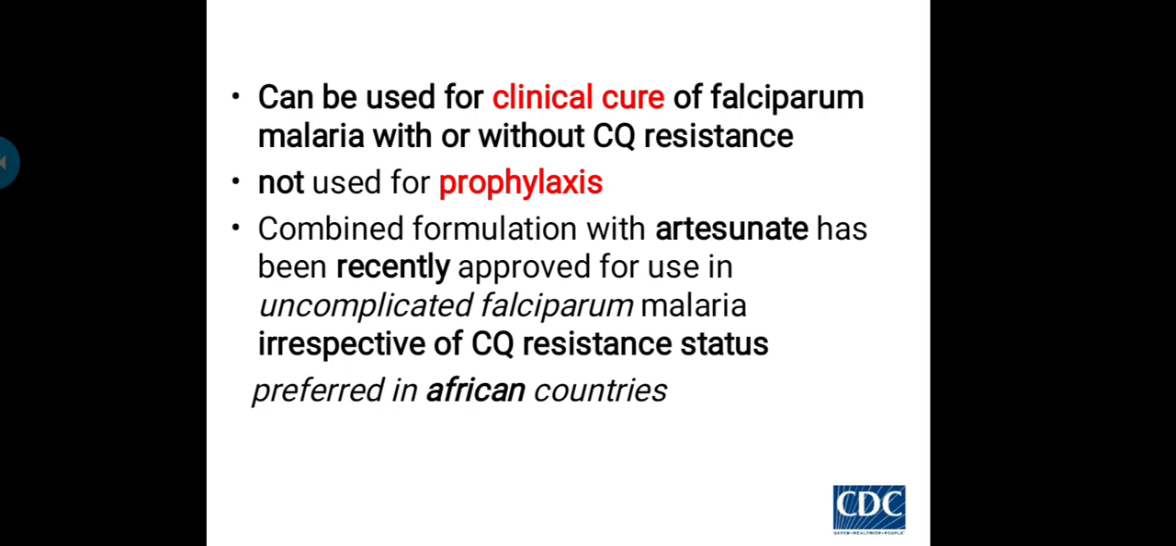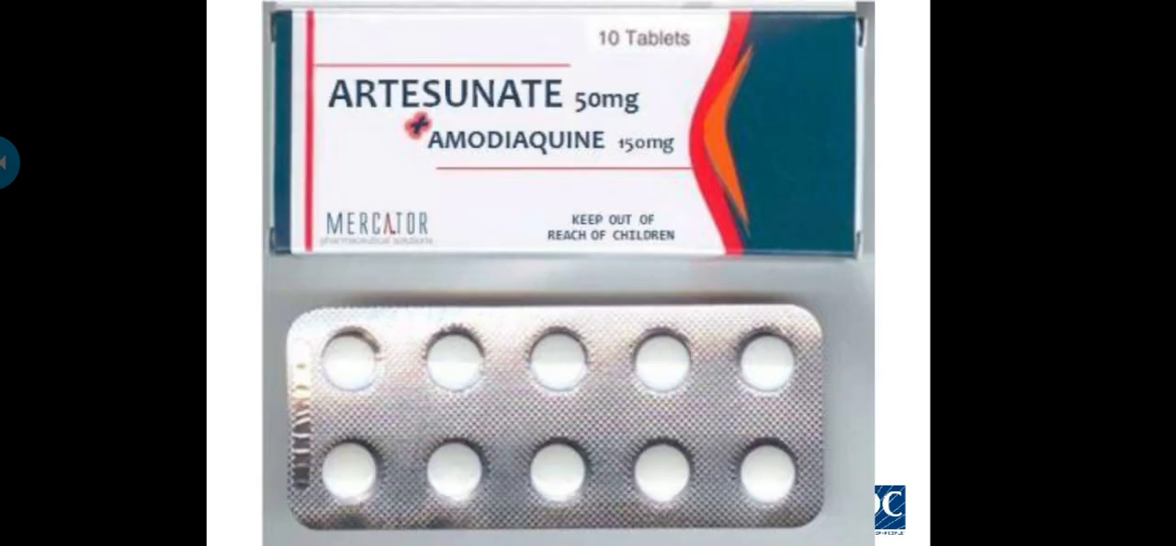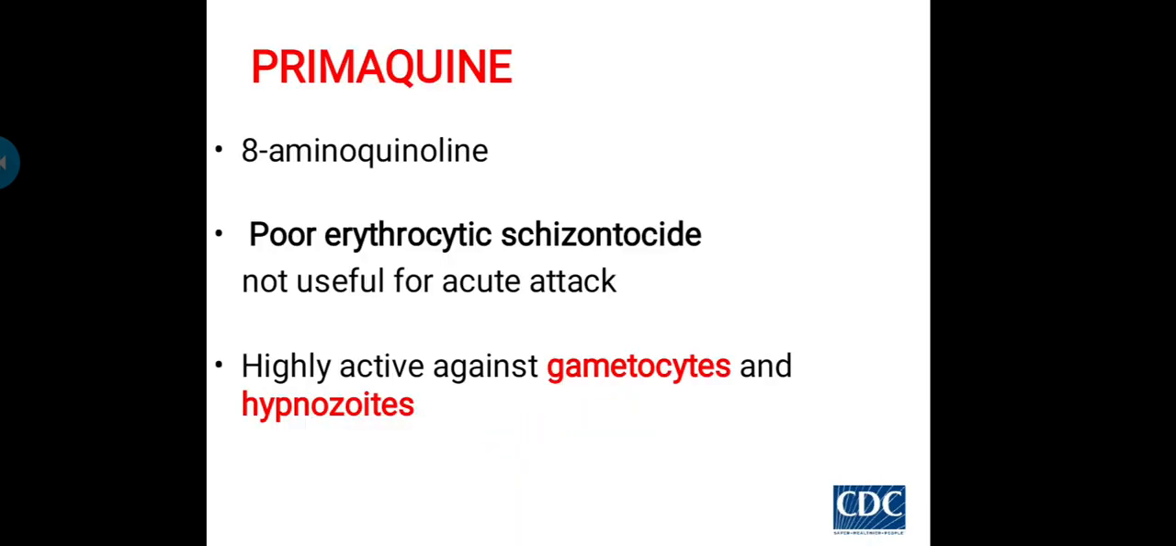So amodiaquine is not so commonly prescribed in India. It is preferred for the African countries, and it has a combined formulation with artesunate, which has recently been approved for use in uncomplicated falciparum malaria, irrespective of the chloroquine-resistant status. So it can be combined with artesunate. Artesunate-amodiaquine combination can be given in falciparum malaria.